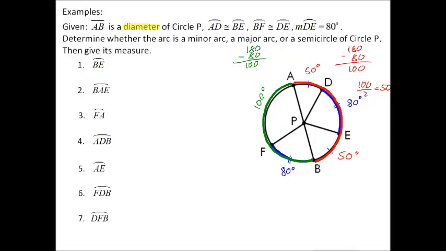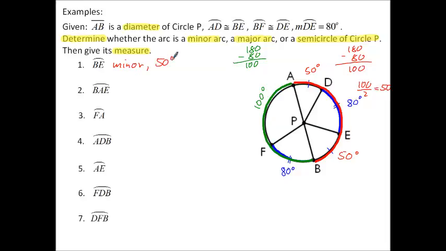So now let's see what the problem actually asks from us. We're supposed to determine whether the arc is a minor arc, major arc, or a semicircle, and then give the measure of that arc. First arc we are asked about is arc BE. Arc BE we have down here. That is 50 degrees. That makes it a minor arc, and the measurement is 50 degrees.